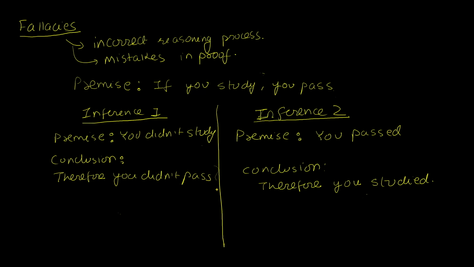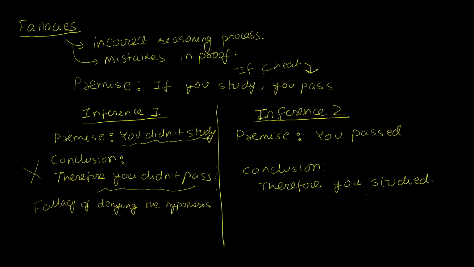And if you have been following us for the past 2 videos, you know that this conclusion is wrong. Because we know that there is a possibility to cheat and pass. Therefore, the fact that I didn't study is not enough to conclude that I didn't pass. And this is called the fallacy of denying the hypothesis. And a simple way to verify this technically is as follows. The first premise is just a basic implication. Studying implies pass.